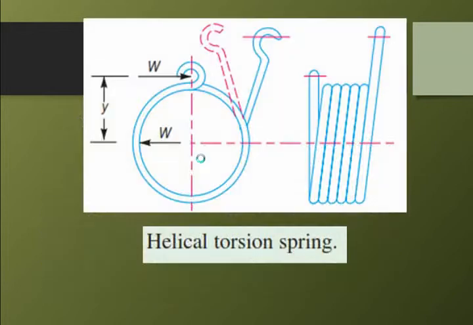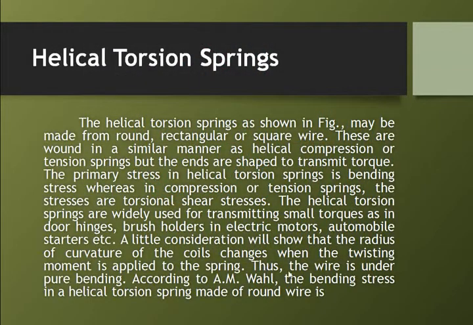If we apply any twisting moment, the radius of curvature will increase. Thus the wire is under pure bending, that is, the wire is acting like a bending member. According to A. M. Wahl, the bending stress in a helical torsion spring made of round wire is given as follows. So now we are finding the stresses and deflection in round wires, by using a helical torsion spring made of round wire.